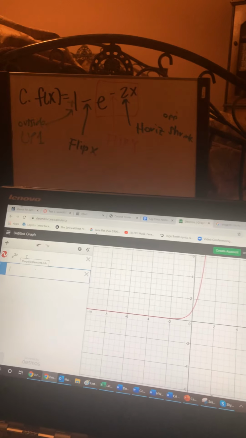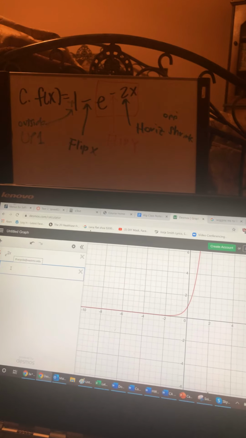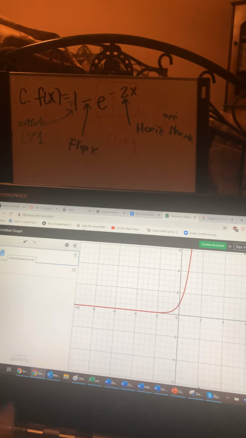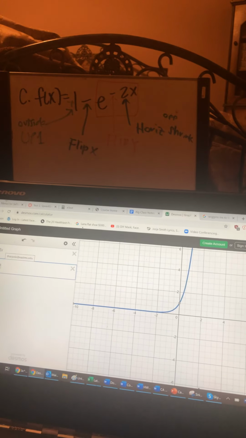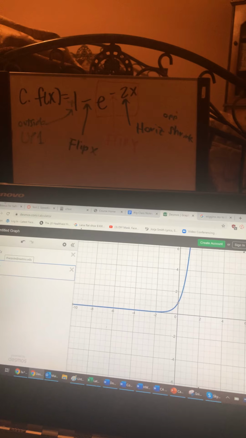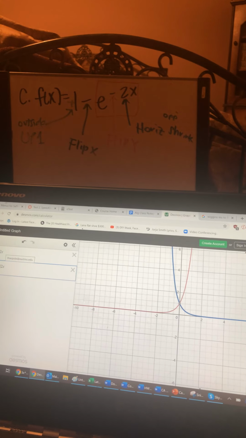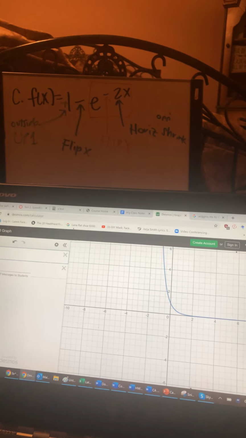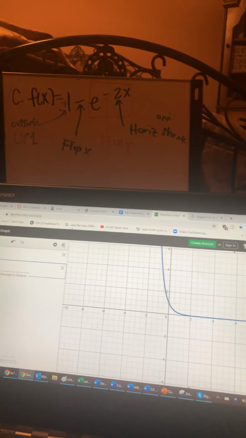So now after e to the 2x, I'm going to add the negative. So I'm going to do e to the negative 2x, and let's see what that looks like. Remember, the negative is affecting the x, which means we're going to flip over the y. So watch it flip over the y. Boom. Okay? So now this is what we have.